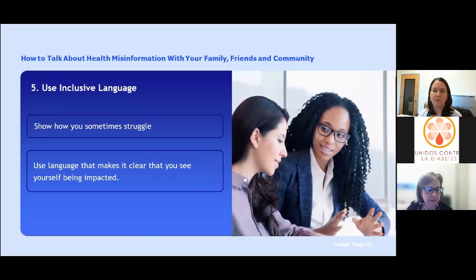And then also remember to use inclusive language, show how you sometimes struggle, and use language that makes it clear that you see yourself being impacted. So again, relating to the person, using language that they understand, don't talk down to them, don't preach, just relate and empathize, and again, just share language that you think they'll understand.